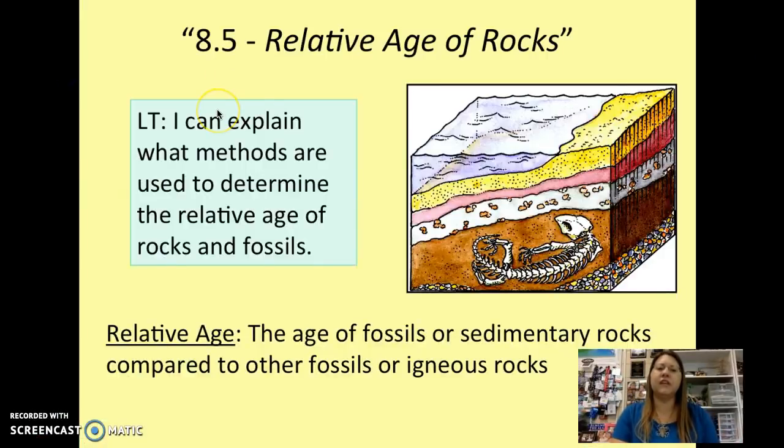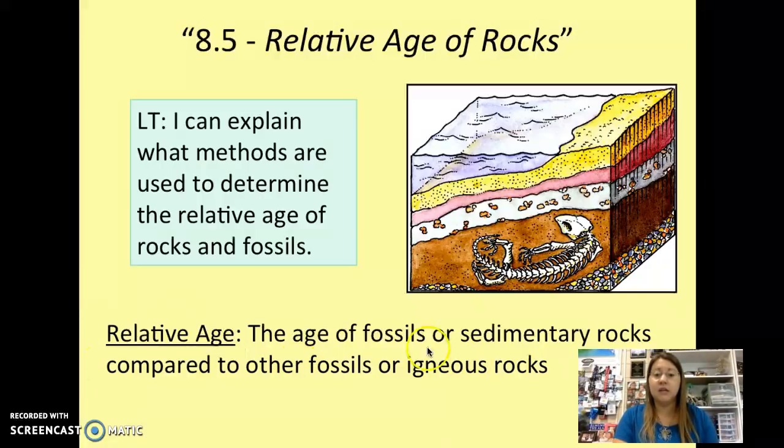Hey, so we're scientists. We're looking at your 8.5 note section, the relative age of rocks. So we're looking at how you can determine the age of fossils and the sedimentary rock that they would be contained in. So the term relative age just refers to the age of rocks or fossils compared to the age of rocks that you know the absolute age of.